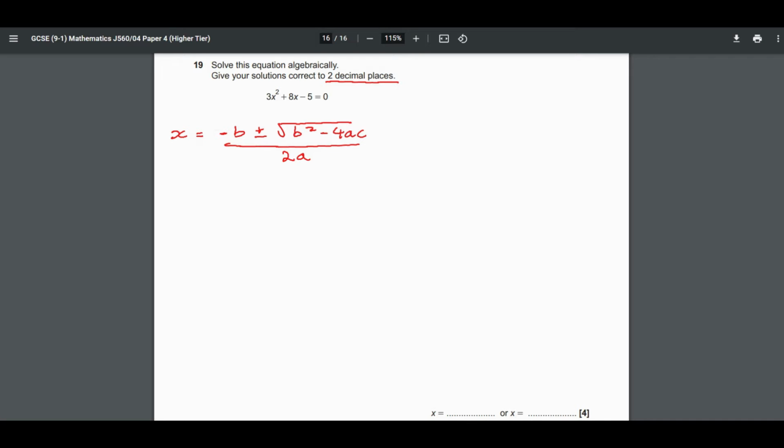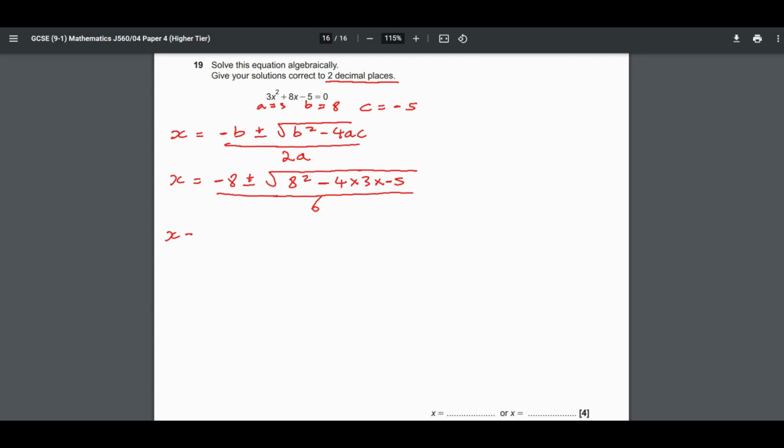Okay, so our value for a is 3, b equals 8, and c equals minus 5. So we just plug these in. So x equals minus 8 plus or minus square root of 8 squared minus 4 times 3 times minus 5, all divided by 2 times 3, which is 6, okay?